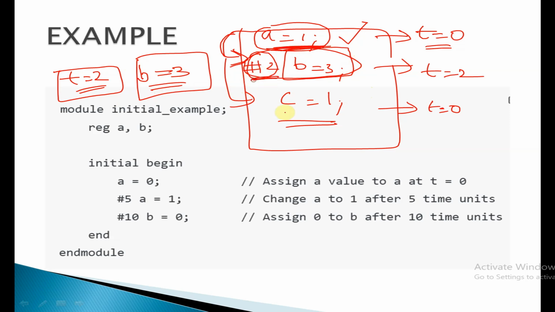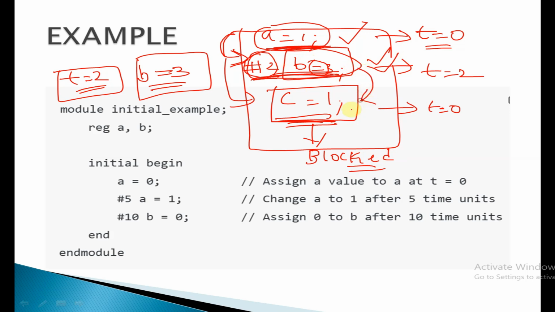So until 2 time units, this particular execution c is equal to 1 will get blocked. Okay, so that's why it is a blocking operator or blocking assignment. That is, until the completion of this particular execution, it will not allow the further executions. That is, c is equal to 1 will be waiting for the completion of b is equal to 3.